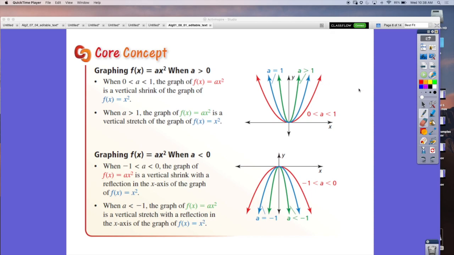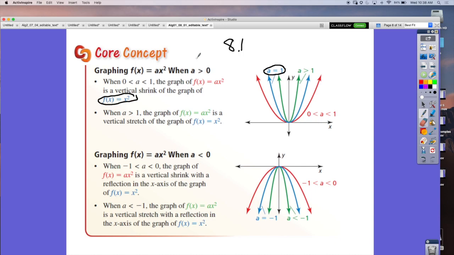This is 8.1 and we're going to review a little bit here because I want to make sure you guys understand this. Which color is the parent function? It's the blue one. So everything is always compared to this blue parent function right here. Everything.